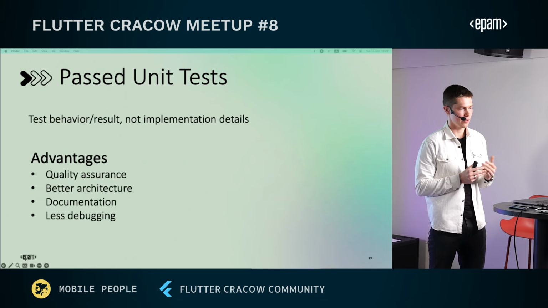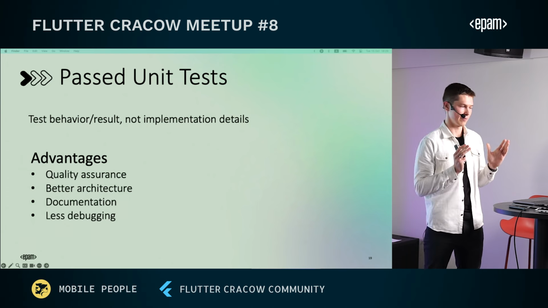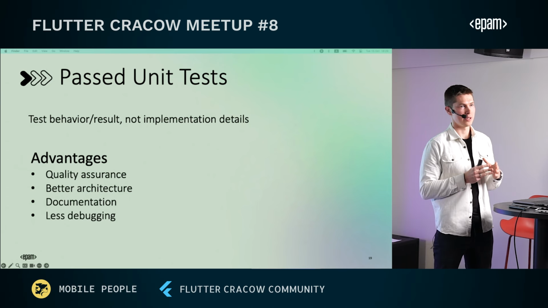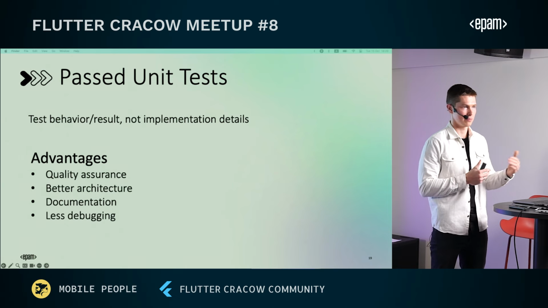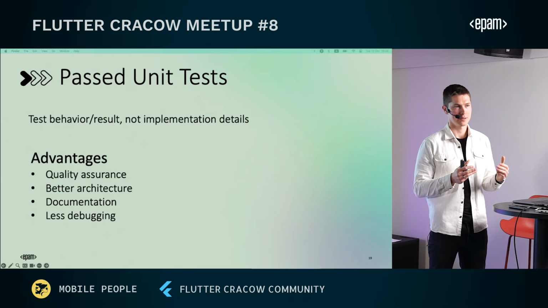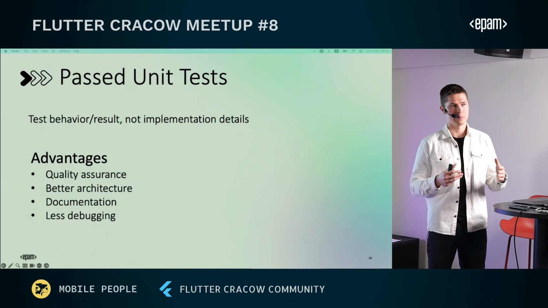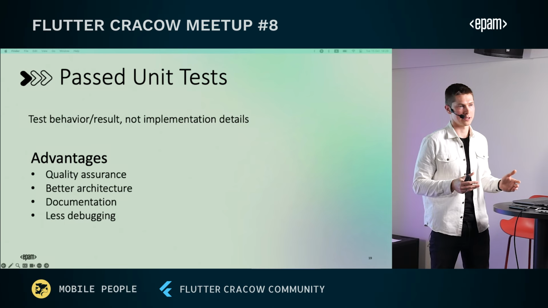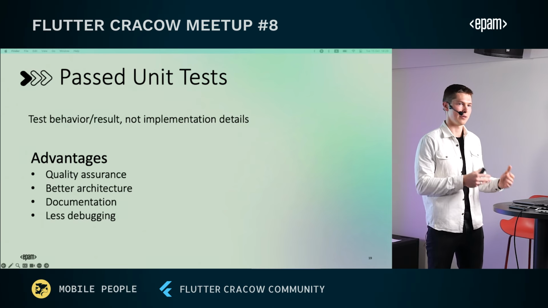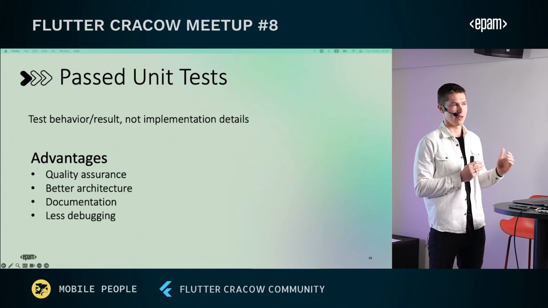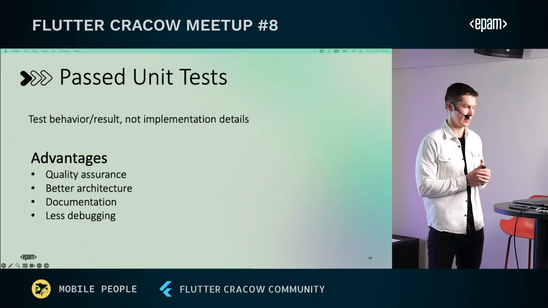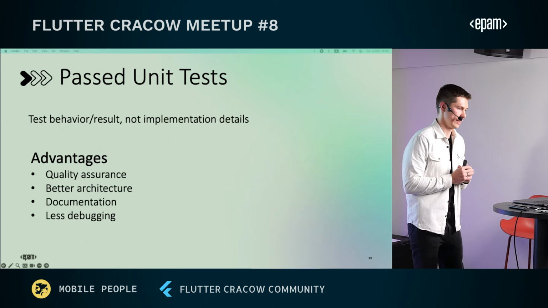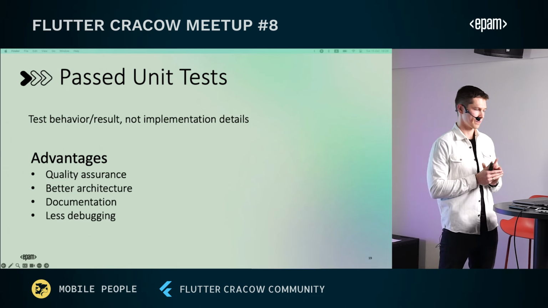Also, one of the implicit advantages of unit testing is that you inevitably have better architecture. For instance, when you need to unit test some class, you cannot do it if you have static dependencies, if you don't have dependency injection. So inevitably, you have to refactor your classes, or you have to write them the proper way from the start in order to make them unit testable. And this is one of the implicit advantages that some people may not realize.